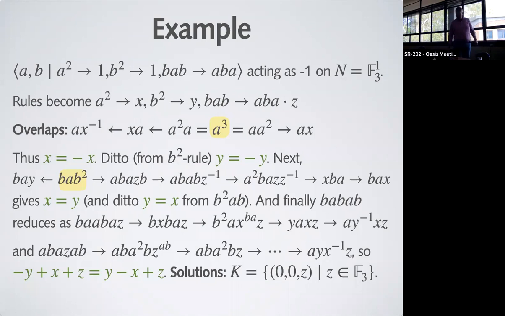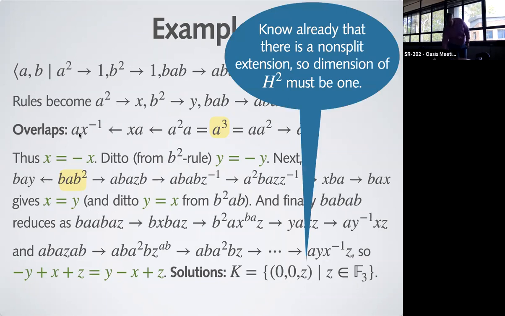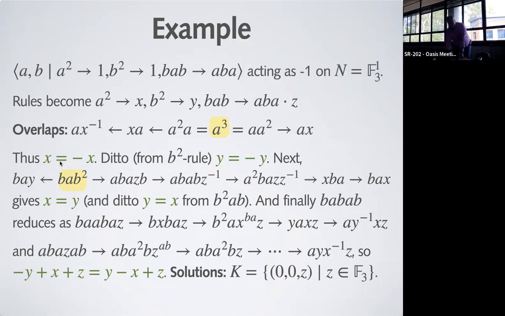So what are the possible overlaps? I can overlap A square with itself by writing it as A square A or as A square, reducing it both ways. A square reduces to AX because A square becomes X. A square A reduces to XA, which using the action is the same as AX inverse. So I get from this that x must be x inverse, or must be equal to minus x, if I write it linearly. The same from the B square rule gives me that y is minus y, so x and y have to be 0.